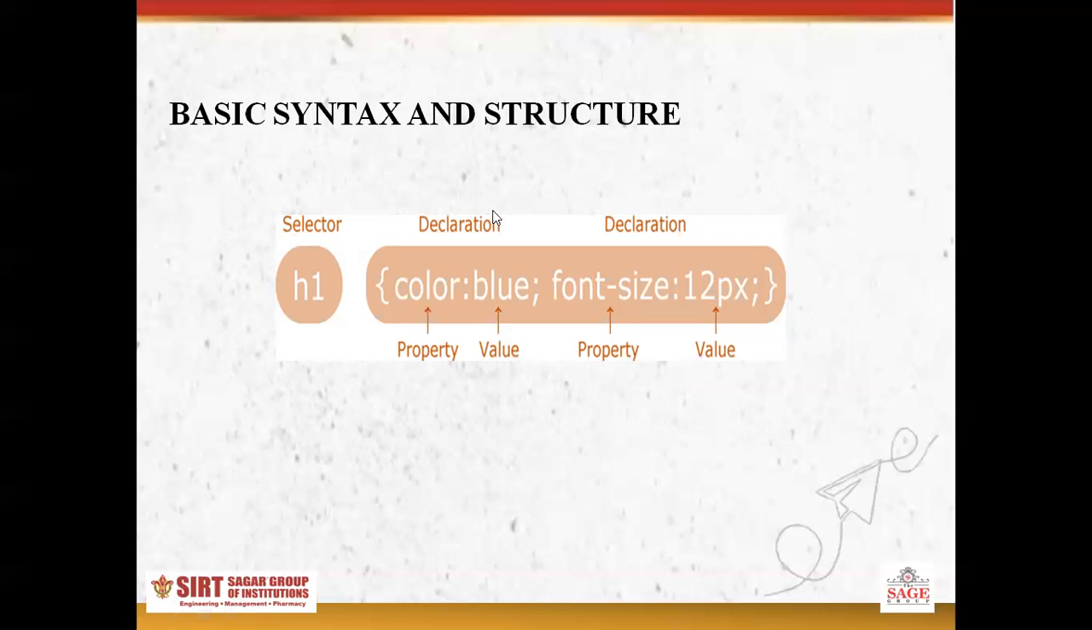Now, the basic syntax or basic structure of CSS has two portions. First is the selector, second is the declaration. The selector tells about the heading, or body, or paragraph. In the declaration part, you are going to see the property and the value of that particular property, like color. Color is the property, and the value of that property is blue. Then font size and font, these all come under the declaration part.